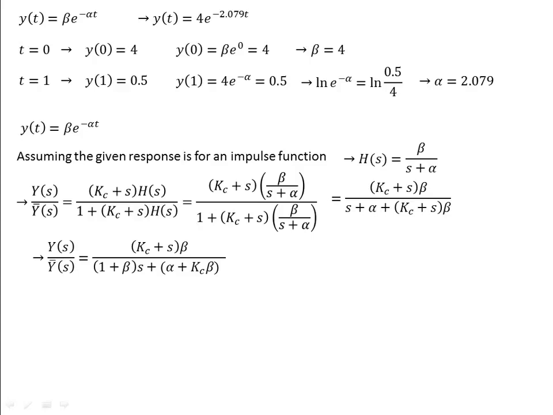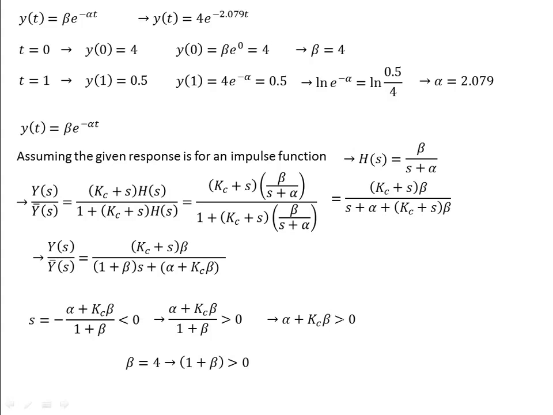Since the stability of the system is related only to the poles, we just look at the denominator. The pole of the system is equal to minus (alpha plus Kc beta) over (1 plus beta). In order to have a stable system, this pole should be negative, so we put this less than 0. Since we have a minus sign here, it means that (alpha plus Kc beta) over (1 plus beta) should be bigger than 0. From the first part, we know that beta is 4, a positive value, so 1 plus beta is bigger than 0. For the total fraction to be bigger than 0, alpha plus Kc beta should be bigger than 0. Solving this inequality, Kc should be bigger than minus alpha over beta. So for values of Kc bigger than minus 0.52, the system will be stable.